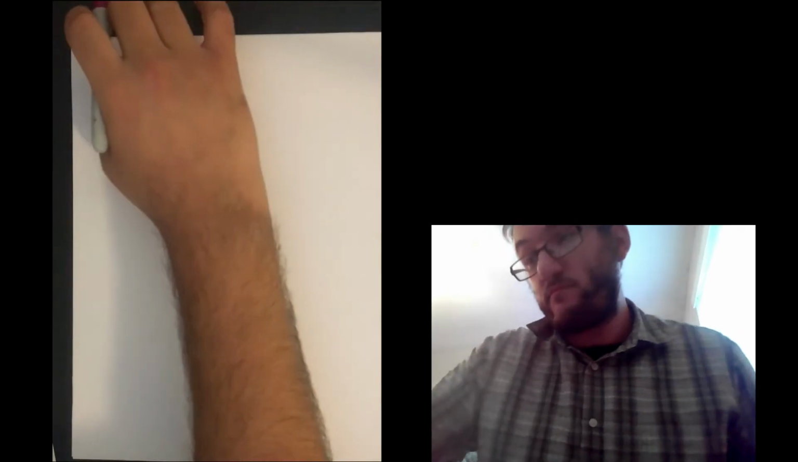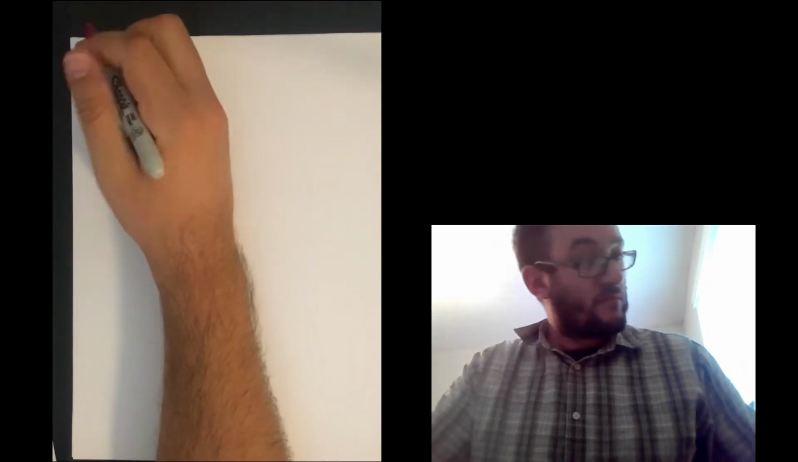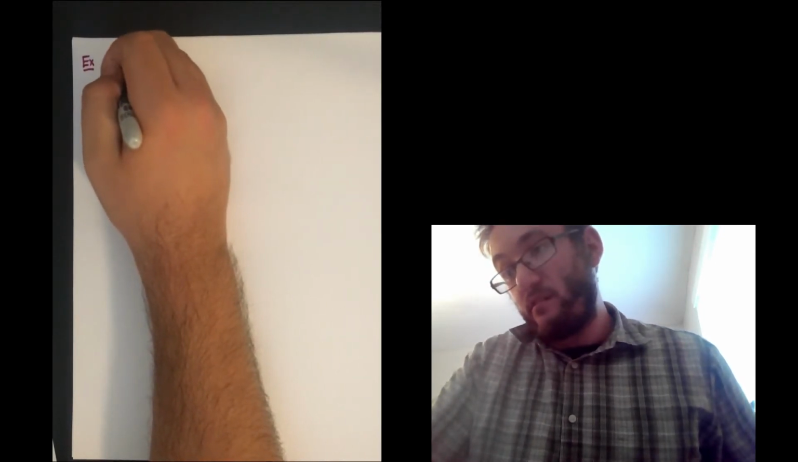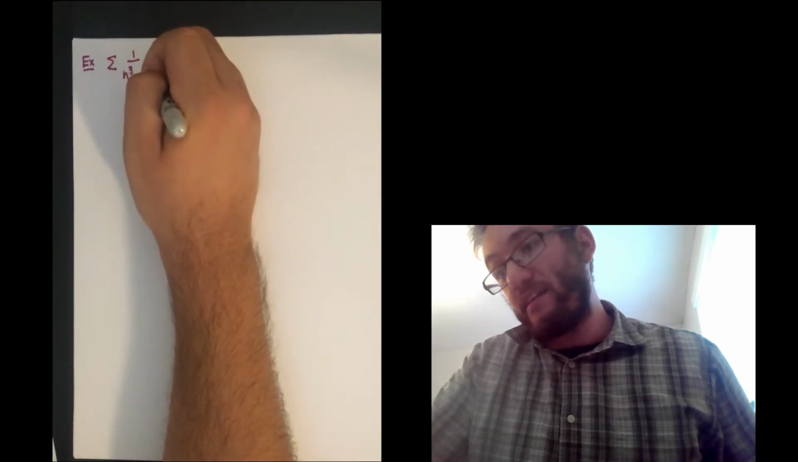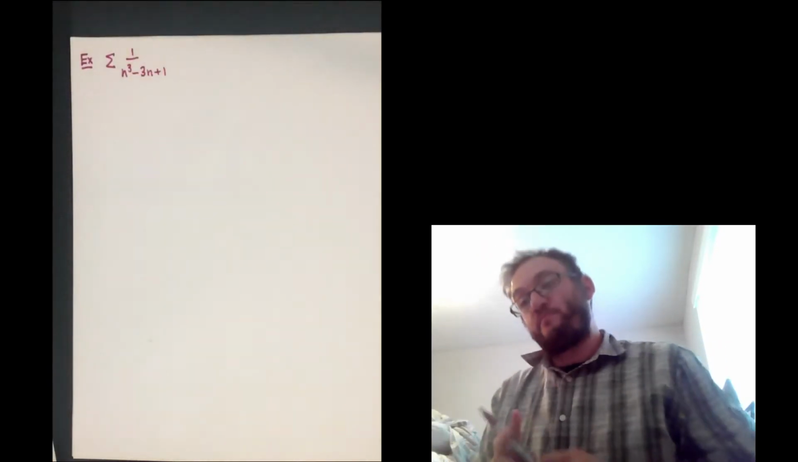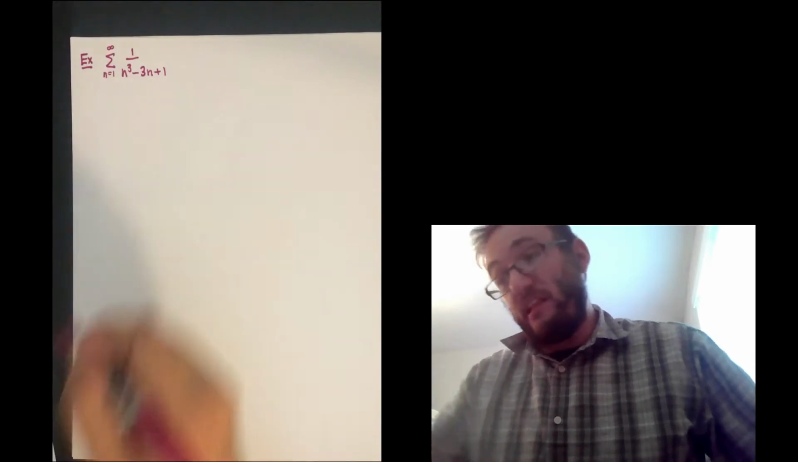It was pretty clear what we should compare the series to, and it was quite easy to do the comparison, but let's make it a little trickier. Let's consider the following example. Let's consider the series, very similar one, but slightly different: 1 over n cubed minus 3n plus 1, going from n equals 1 to infinity. This looks similar to the last one.